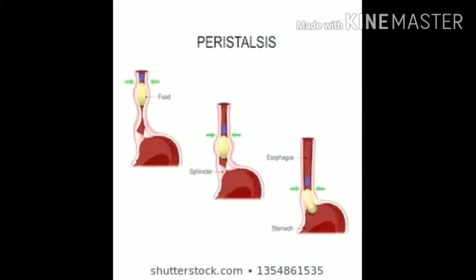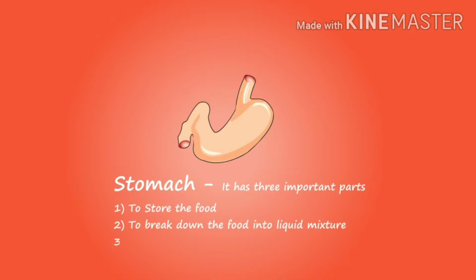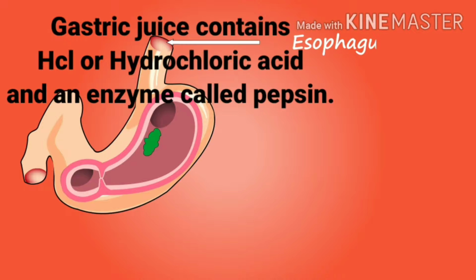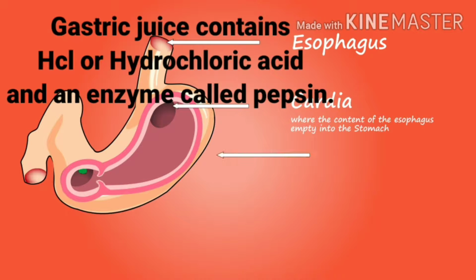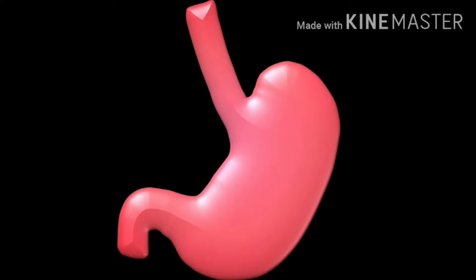Then food enters into the stomach. The stomach consists of gastric glands. These gastric glands secrete gastric juice. Gastric juice contains hydrochloric acid or HCl and an enzyme called pepsin. Pepsin helps in the breakdown of proteins. In the stomach, only proteins will be digested due to the acidic medium.